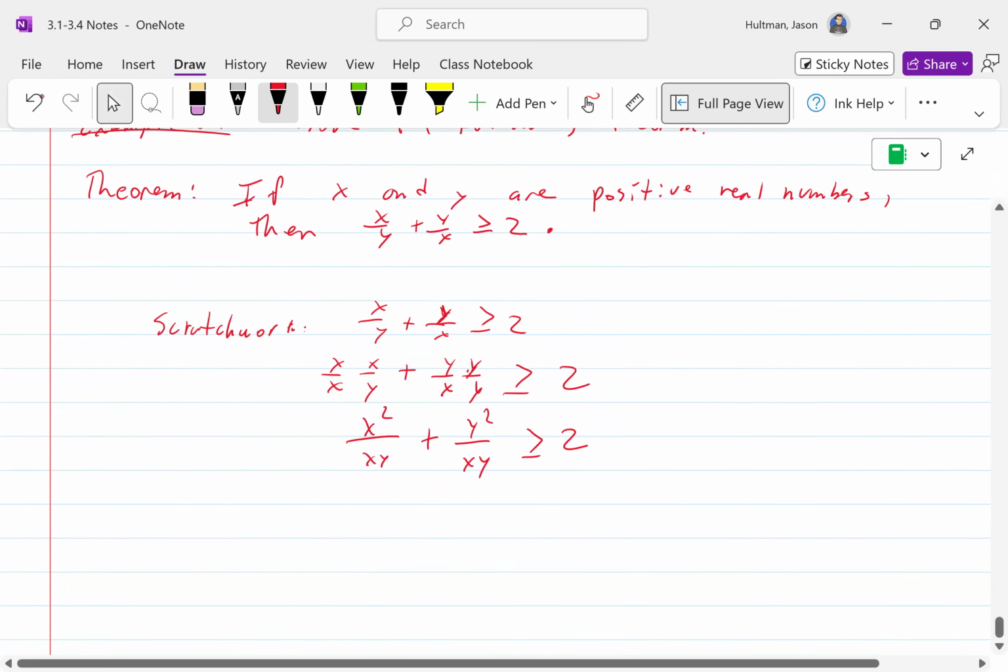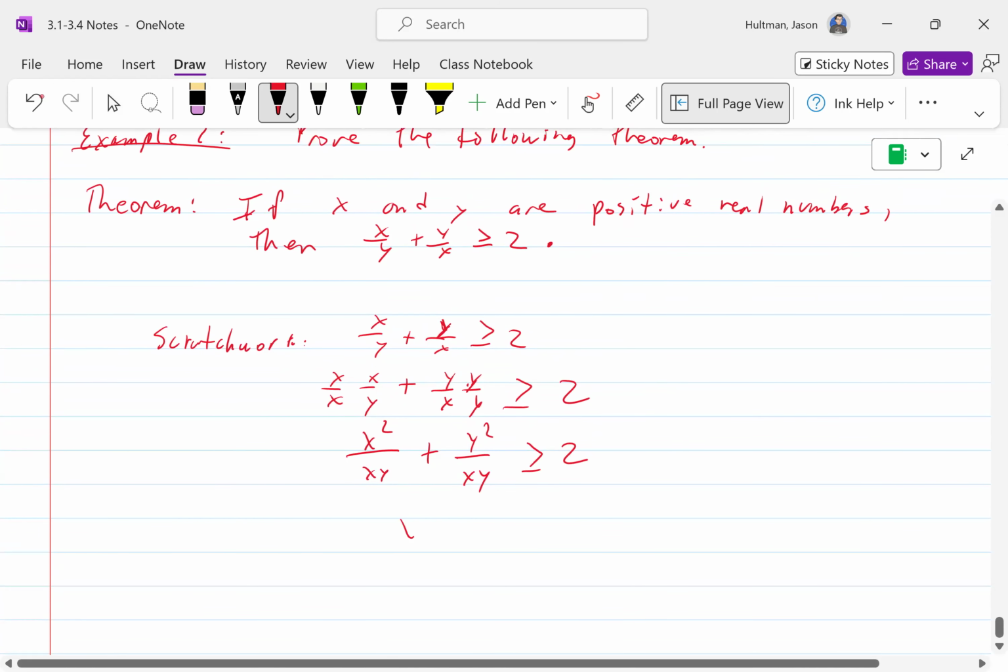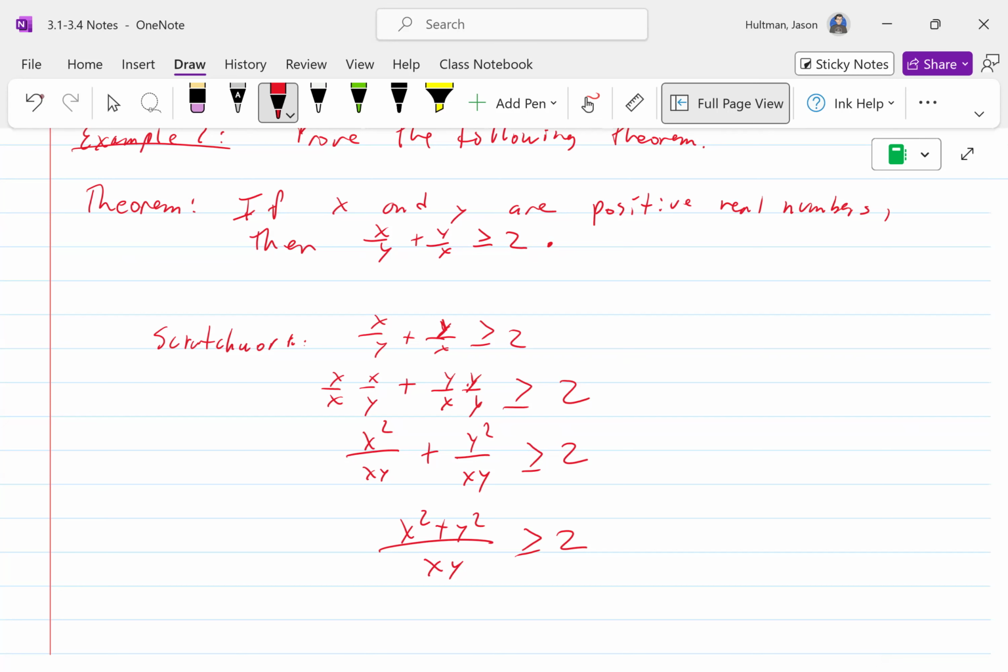Okay, that's good. I like that. Then this becomes x squared plus y squared over xy is greater than or equal to 2. So I did some algebra there. I'd really like to make it not a fraction because fractions scare me.